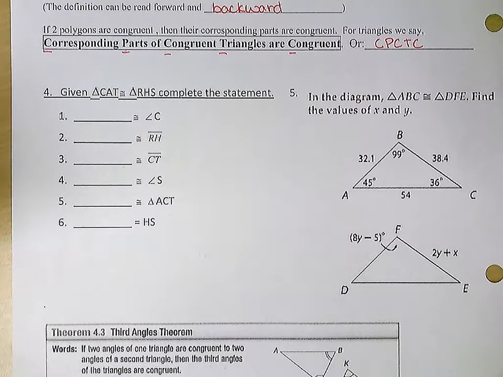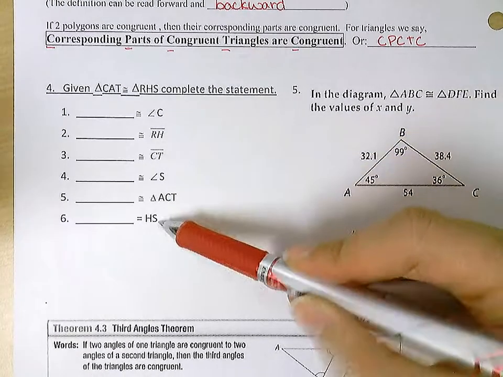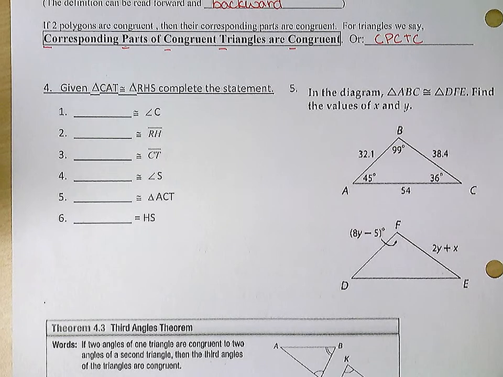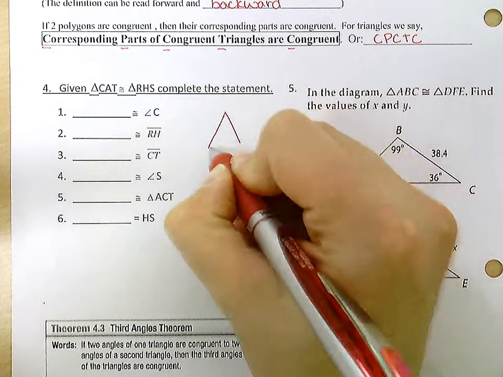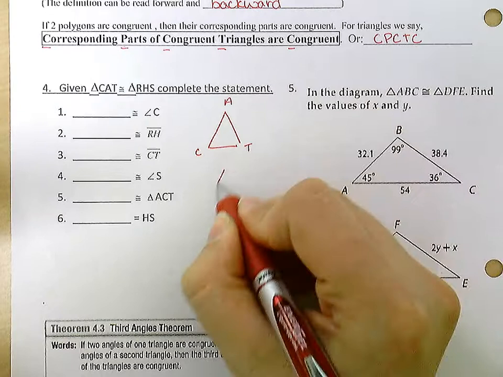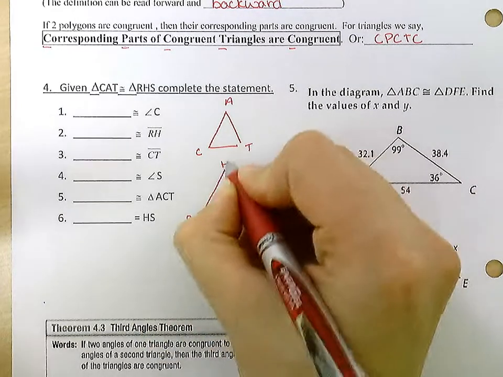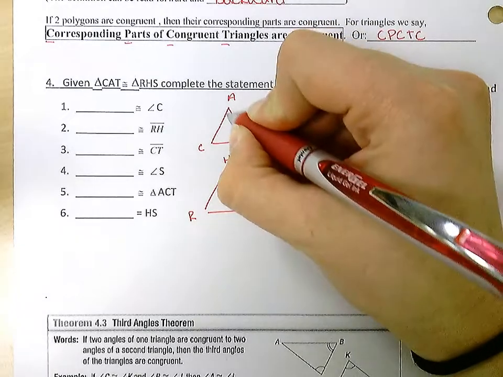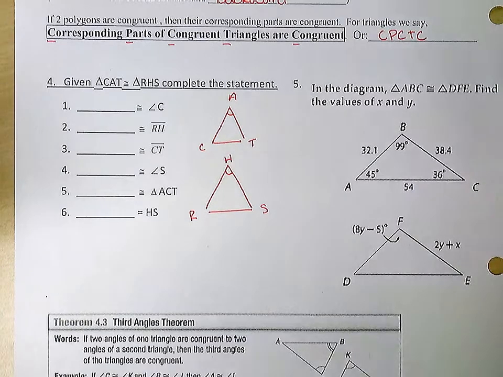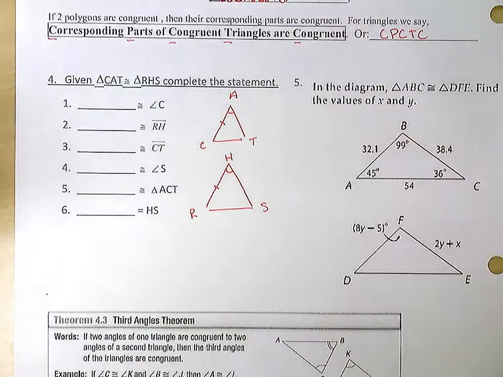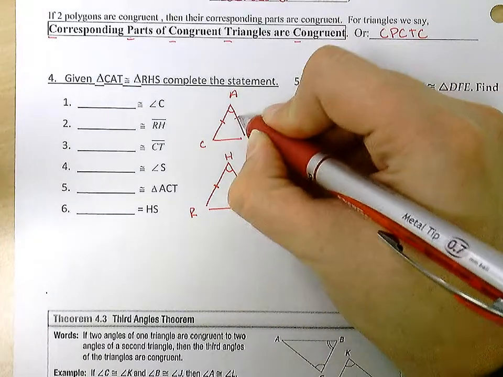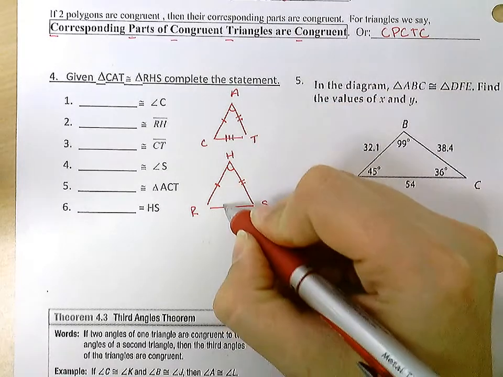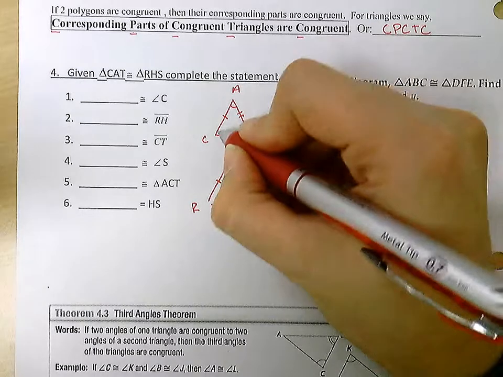All right, so we're going to use this in number 4. We're given triangle CAT is congruent to triangle RHS, and we want to find the different congruency statements for each of these. To help you, I suggest you draw out a picture. I would draw triangle CAT and triangle RHS. Since I have these drawn, I know angle A and angle H have to be congruent, and side AC and side HR have to be congruent. Likewise with all of your other sides and angles, so they should all line up.